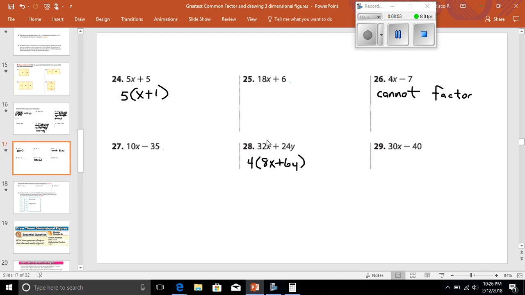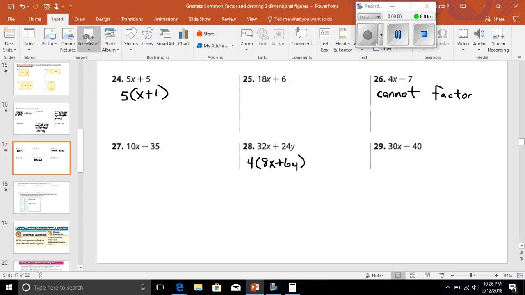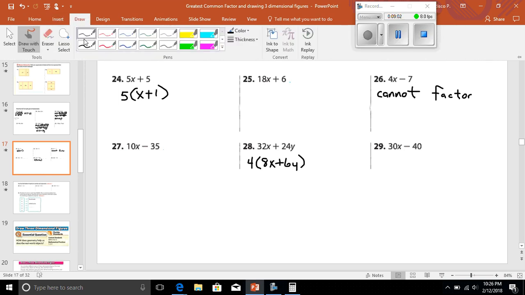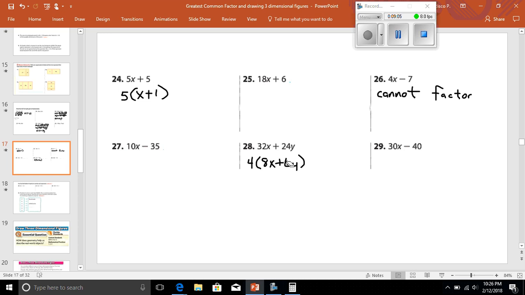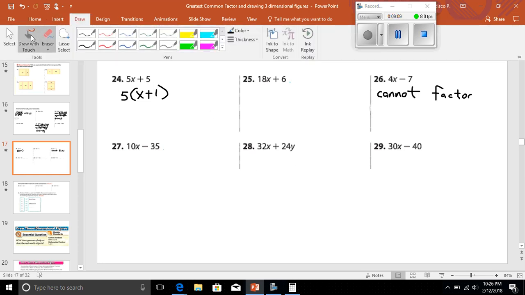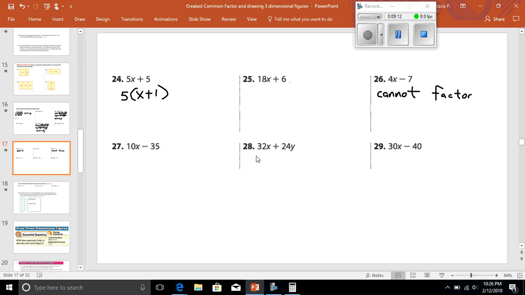Let's see, if we did it the way they told us to before, I'm going to backtrack here. I know this is uncharacteristic of me. I'm going to erase this, and we're going to go ahead and work this out. With 32, we know that it's 4 times 8, and that's really 4 times 4 times 2, right? Yeah.